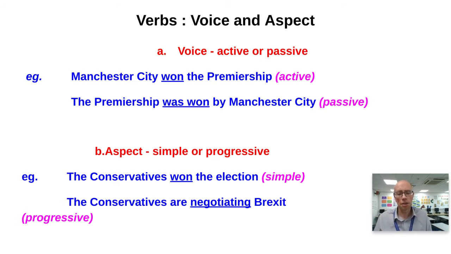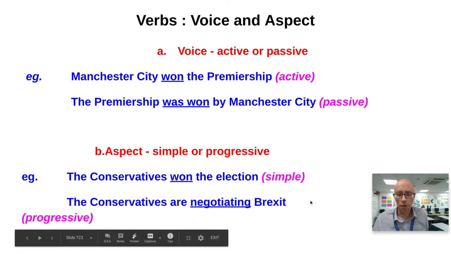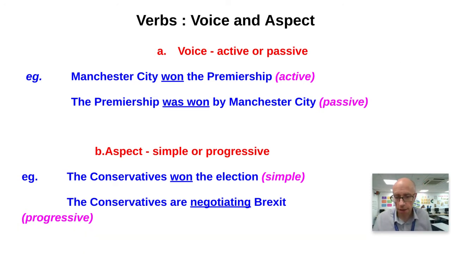If I was to say the Conservatives are negotiating Brexit, there what I'm doing is I'm putting an ing on the end, and that shows that it's a continuous thing. You know, they've been negotiating Brexit for the last 258 years. They're doing it now, and they're still going to be doing it in 2079. Okay, so ing on the end means it's a progressive continuous verb.